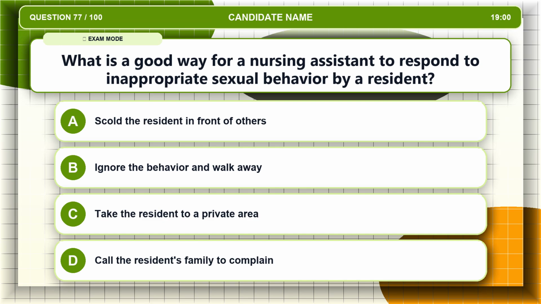Question 77. What is a good way for a nursing assistant to respond to inappropriate sexual behavior by a resident? Option A, scold the resident in front of others. Option B, ignore the behavior and walk away. Option C, take the resident to a private area. Option D, call the resident's family to complain.